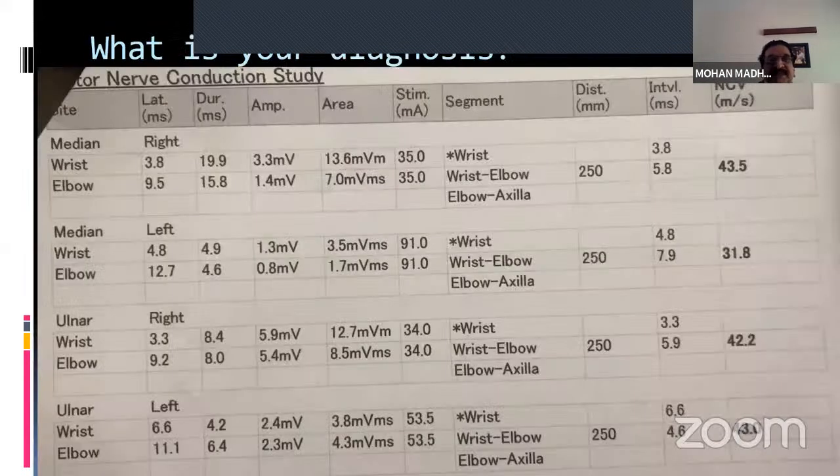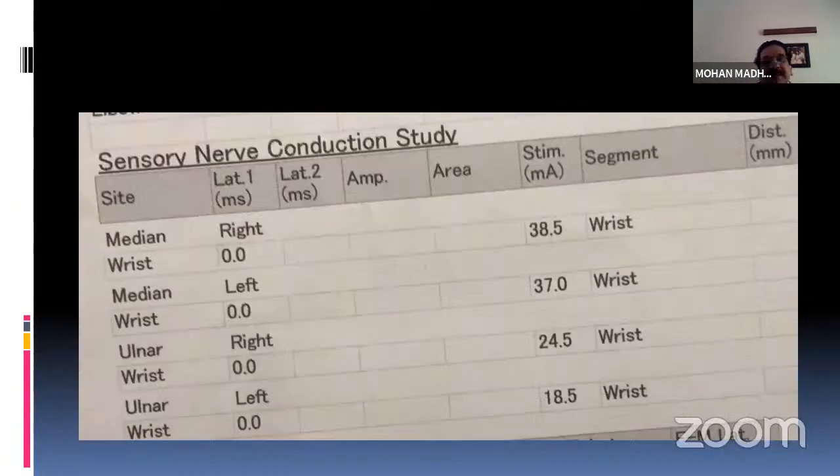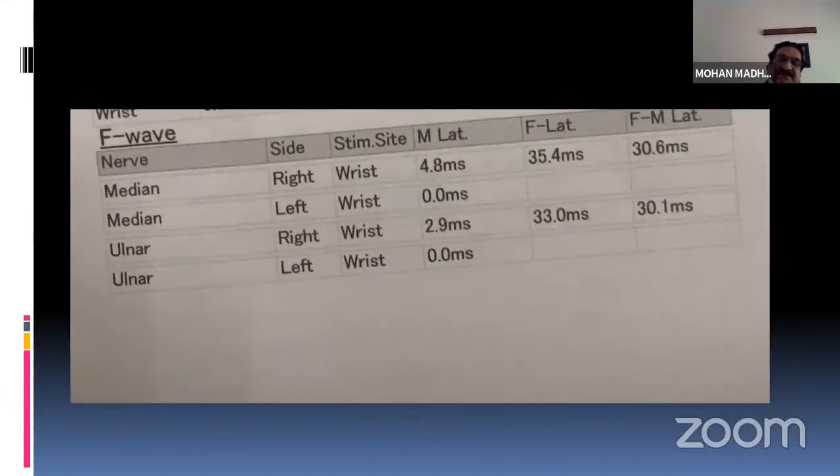So NCV was done, which shows right median CMAP is decreased, left CMAP is decreased, ulnar is decreased, and no sensory potential. That means it's not a radiculopathy at all. Both median and ulnar have no sensory potential. F wave is absent on the median and ulnar.